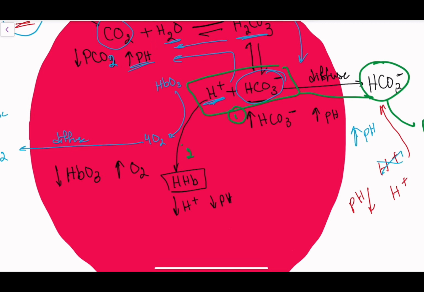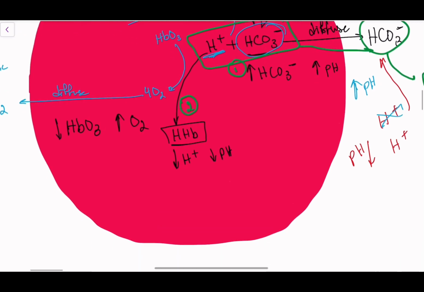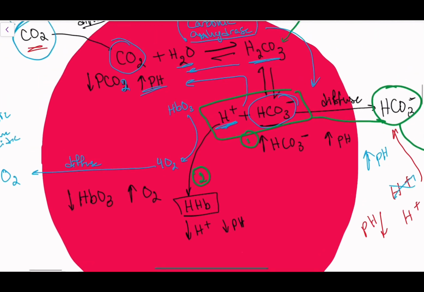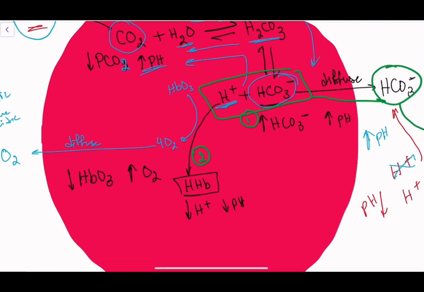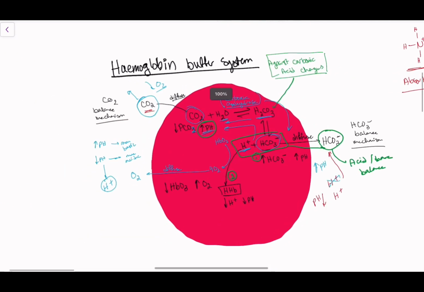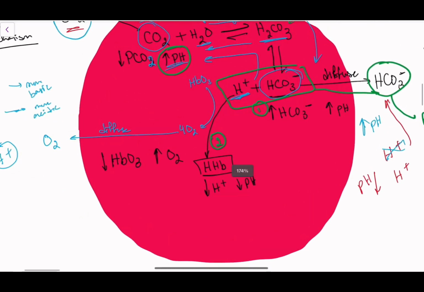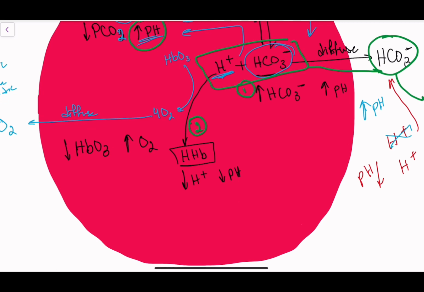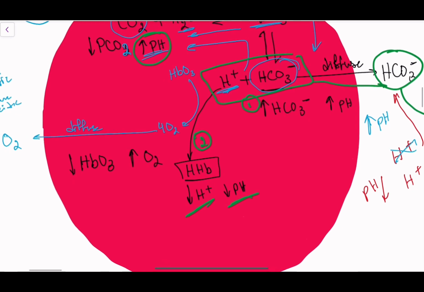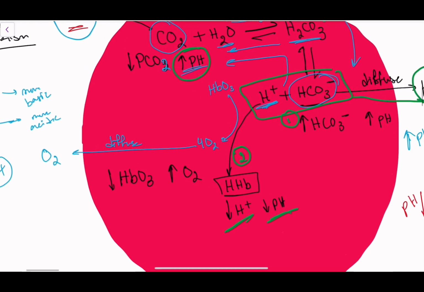The second mechanism by which we can decrease H plus concentration is the binding of the hemoglobin to the H plus. That is the main focus of the hemoglobin buffer system: the hemoglobin is going to bind to the H plus. When it does so, it's going to decrease the H plus concentration, and so it will increase the pH as well.